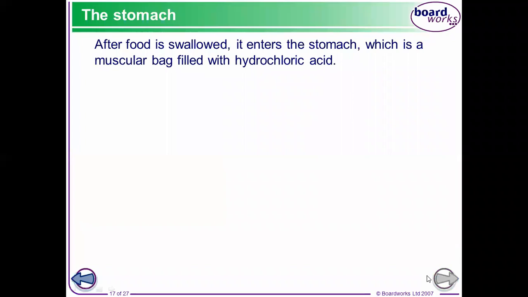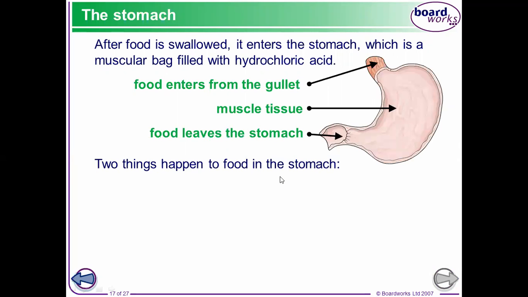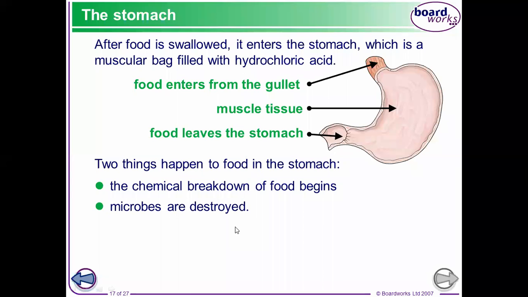How the food passes through the small intestine is also by peristalsis, but most of the questions ask about the esophagus. After the food is swallowed, it enters the stomach, which is a muscular bag filled with hydrochloric acid. Two things happen to food in the stomach: the chemical breakdown of food begins and the microbes are destroyed.